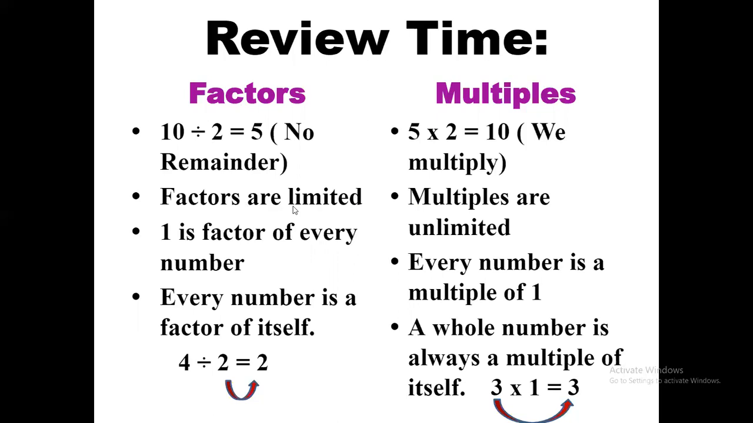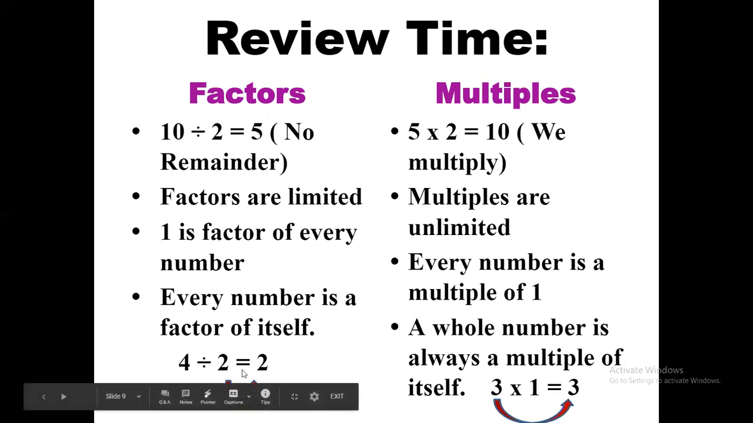Factors are always limited, because if I ask you what are the factors of 6, there are limited tables in which 6 comes. 1, 6, 2, and 3. That's all. Only 4 tables are there in which 6 comes. 1 is a factor of every number, because with 1 you can divide every number, and every number is a factor of itself.